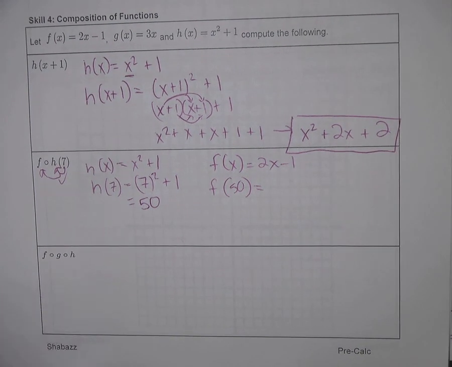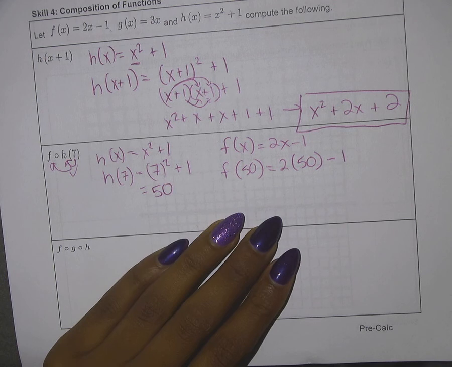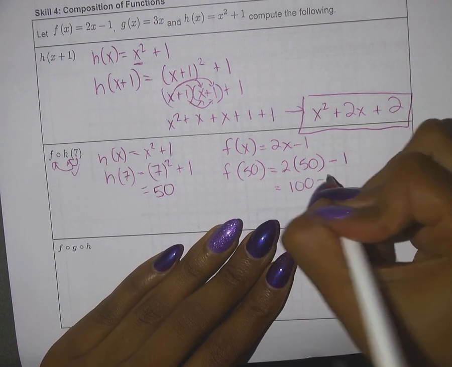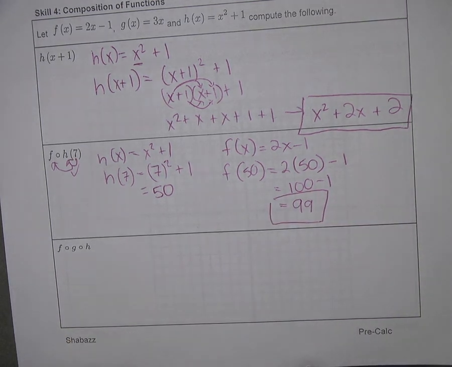I'll slow down. Okay. All right, so if I plug 50 into f, I get 2 times 50 minus 1, which is equal to 100 minus 1, which is what? 99. Okay, any questions on number 2?